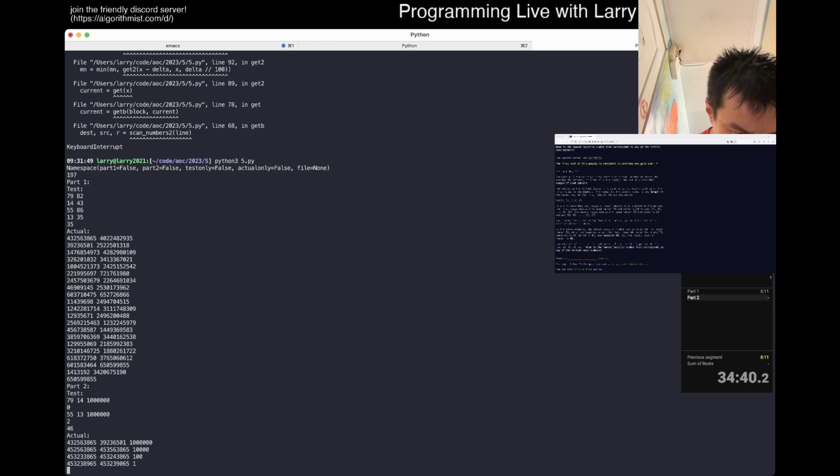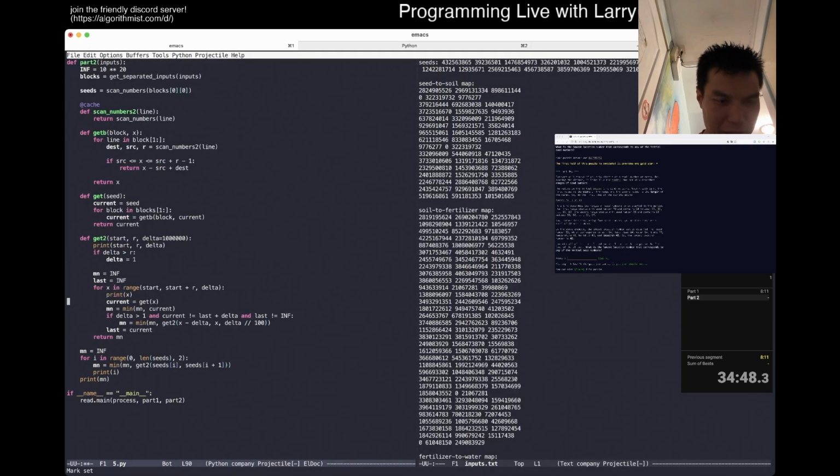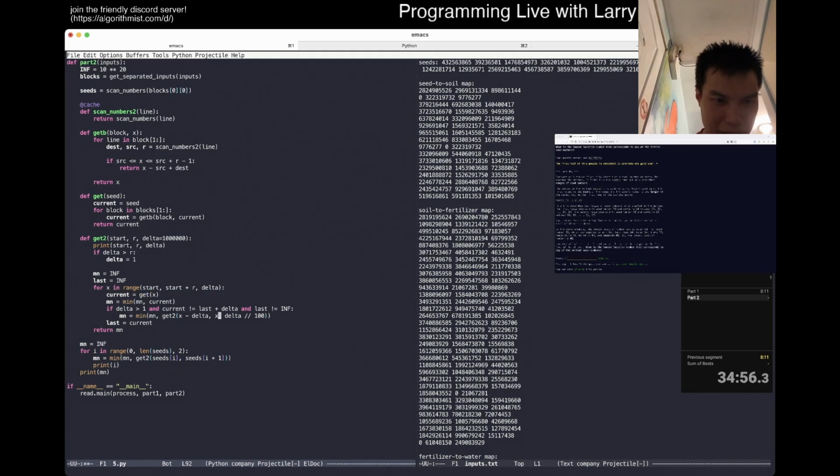Is that just 100 numbers? That does look like it's 100 numbers, so then why am I doing more than that? Start. Oh, I am dumb. This is the end range. So we want actually x minus delta and then delta. Okay, I am just dumb.